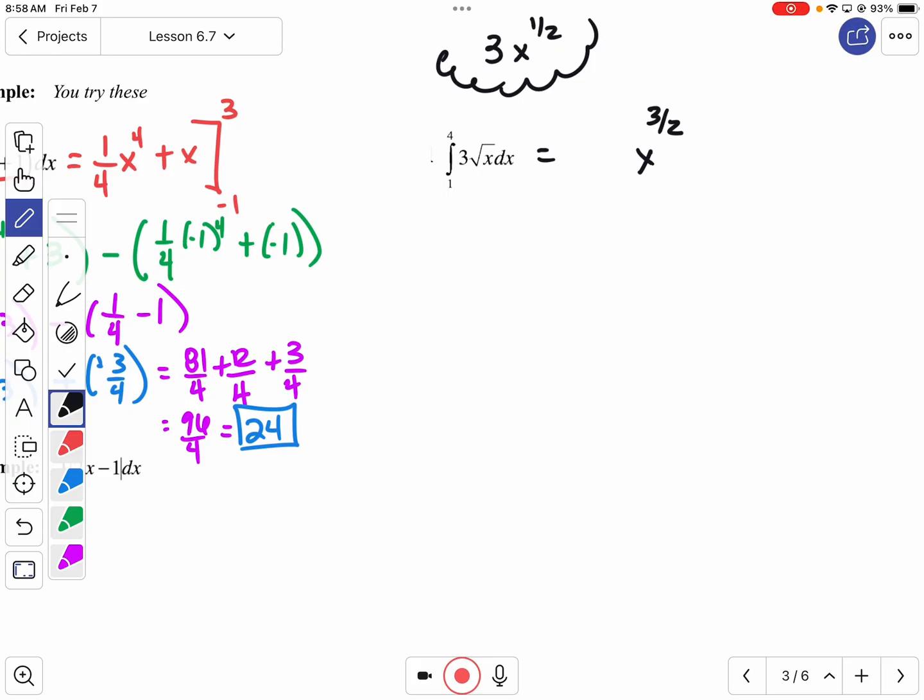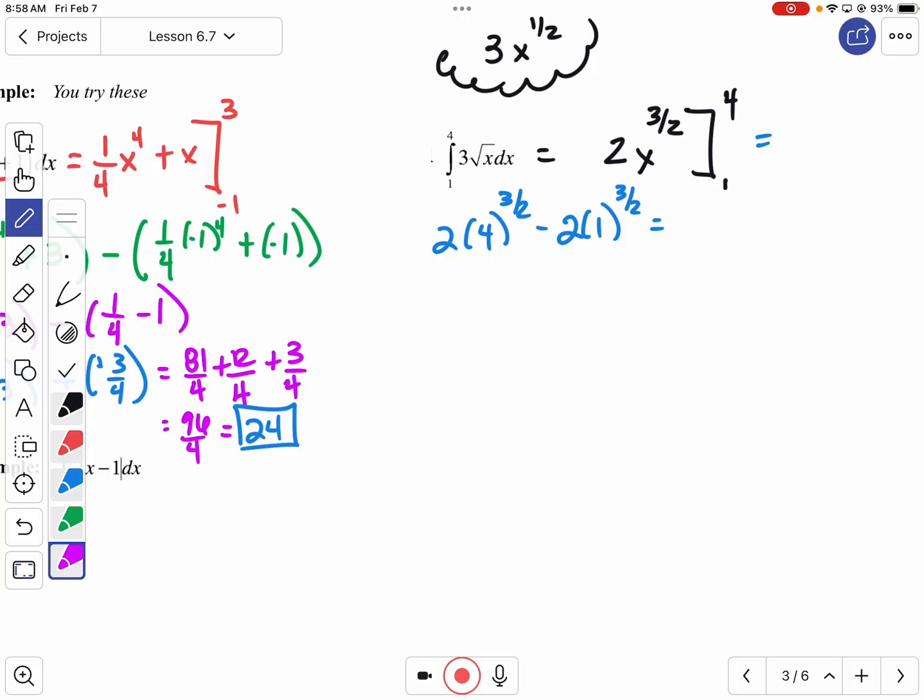3/2. Okay, so it's x to the 3/2. Now, I want to end up with just a coefficient of 3. So what had to be my coefficient to start? 2. Yep. 3/2 times 2 would give me the 3 that's inside of there. So we're going to evaluate from 1 to 4. Okay. So I have 2 times 4 to the 3/2 minus 2 times 1 to the 3/2.